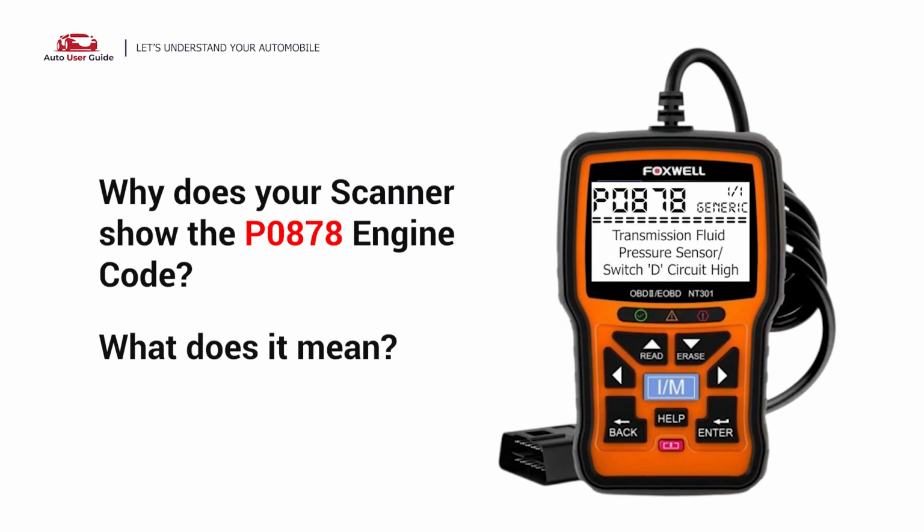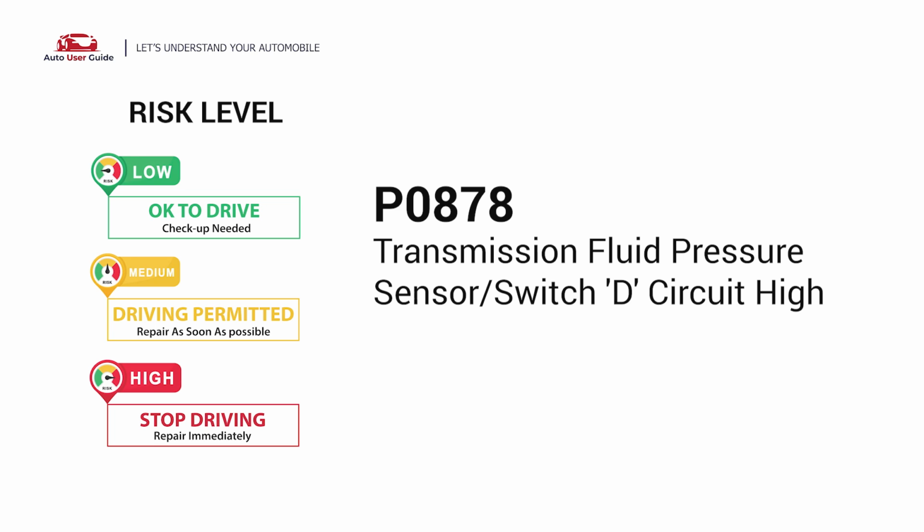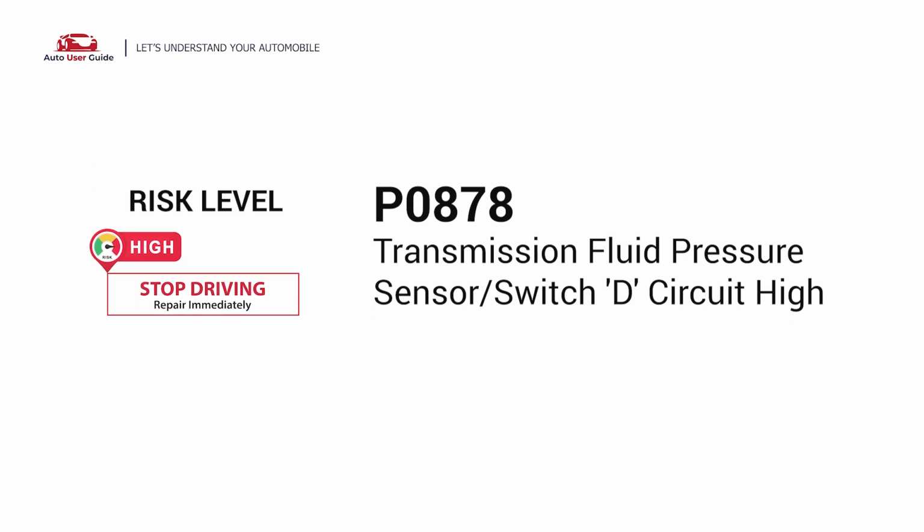Why does your scanner show the P0878 engine code? What does it mean? P0878 is a diagnostic trouble code for transmission fluid pressure sensor or switch D circuit high.